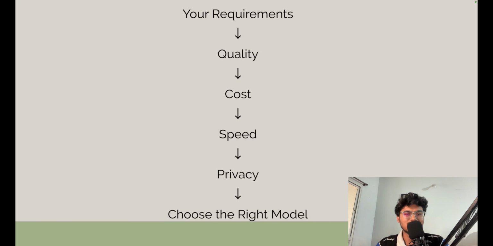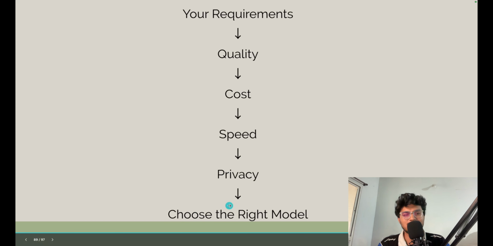Okay, so how can we choose a model? Here is a simple checklist. Ask yourself: do I need the highest quality? Do I need low cost? Does data need to stay private? Do I need multimodal capabilities? How much latency is acceptable? These questions usually narrow down your choices. You will be left with one or two choices, and then you can make your decision. So you have your requirements: first see the quality, cost, speed, privacy, and then choose the right model.